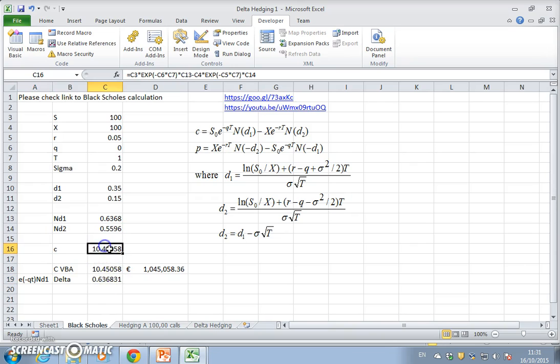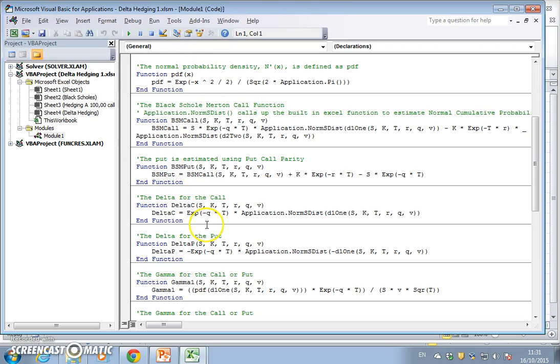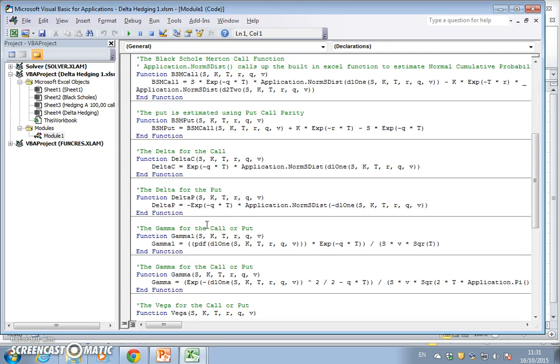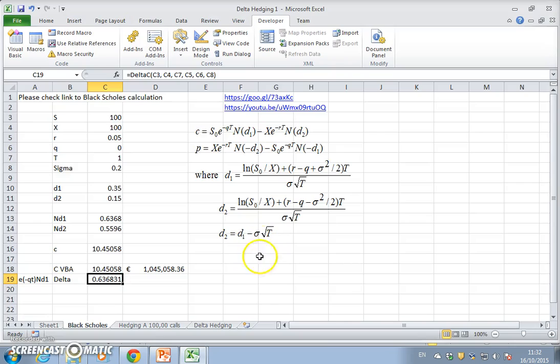We worked out the value of the call. We worked out here the value of the delta. To see what's behind the code, we could go into the VBA editor and come down to delta for a call, and it's clear that function delta is e^(-qT) N(d1).